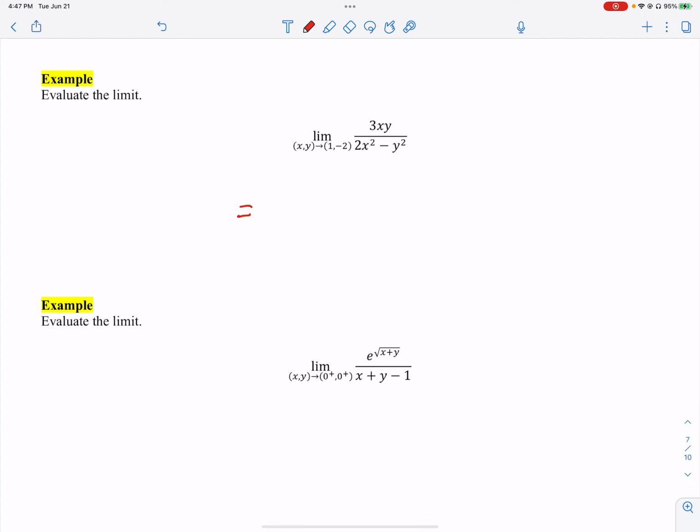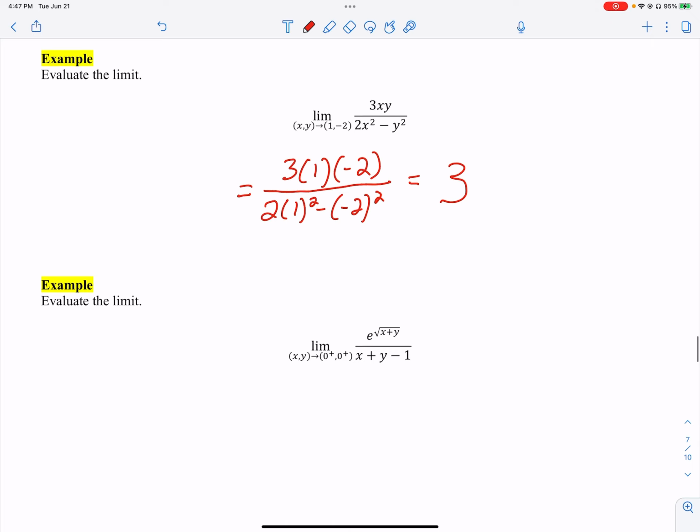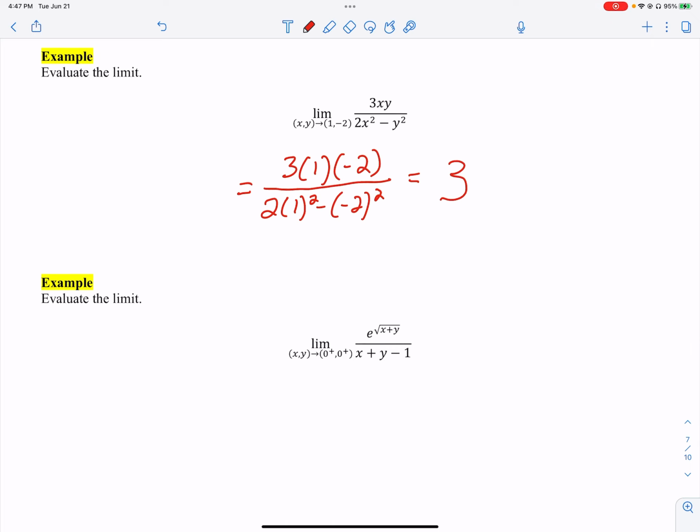So this is equal to 3 times 1 times negative 2 over 2 times 1 squared minus negative 2 squared. You can work that out. This will be, I believe, a 3. If it's not a 3, I believe that you will tell me in an email or a text. But it's from my notes, and I trust it. Right, so that's a 3.